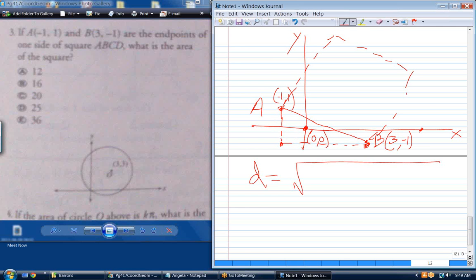Well, notice this length is the difference in the x-coordinates. So that's x sub 2 minus x sub 1, squared. And this distance here is the difference of the y-coordinates. So there's your distance formula, and this is something you want to memorize.